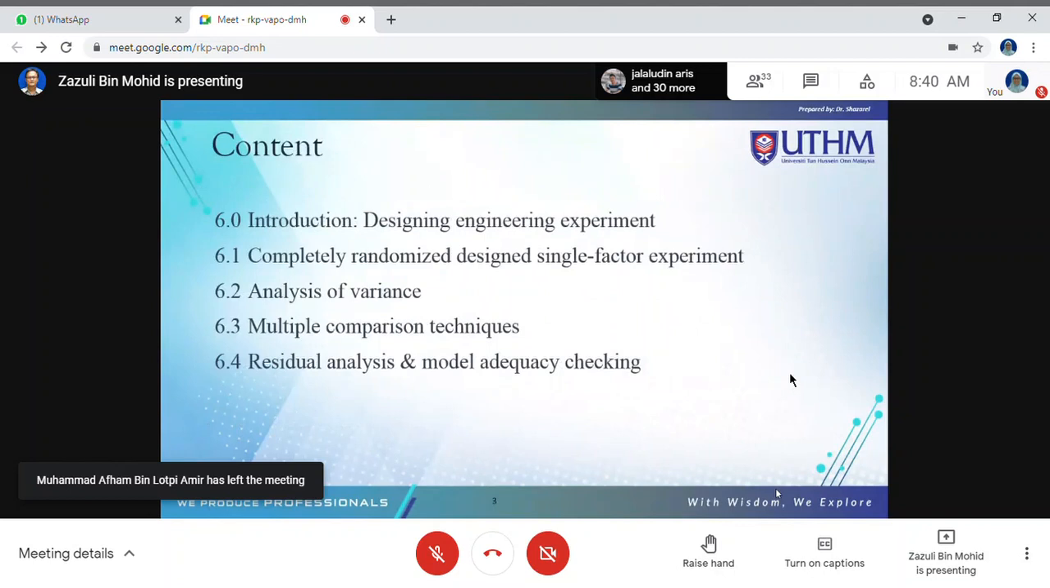And in this chapter we have 5 subchapters. The first is introduction, followed by completely randomized design single factor experiment, and it will be ended by the residual analysis and model adequacy checking. Today's class, I'm just going to explain the introduction and a little bit on the completely randomized design single factor experiment.